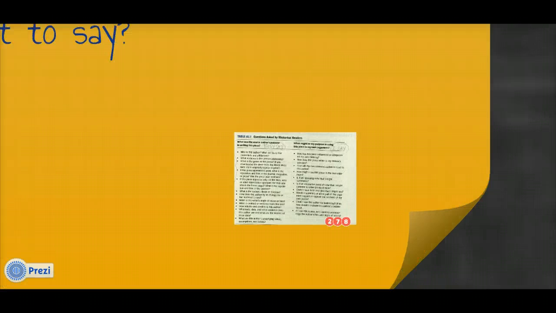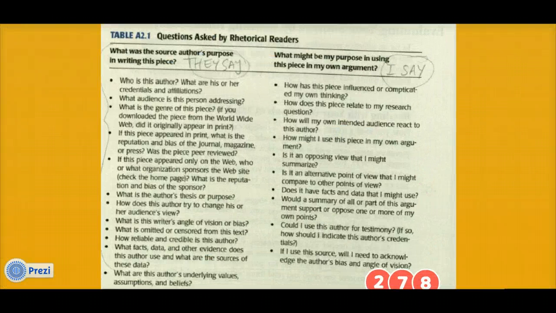And what I love in your book is that they have this table on page 278 that covers this really nicely. You can see that I wrote in my book, they say and I say. And that's really how I see these two columns. These are the questions that you want to be asking yourself as you're reading over here. And then as you're writing, you want to come and ask yourself these questions so that you make sure that you're really reading rhetorically and you're thinking about what the author is saying and then how it's going to fit with your own voice and your side of the story. So, great thing to check out.